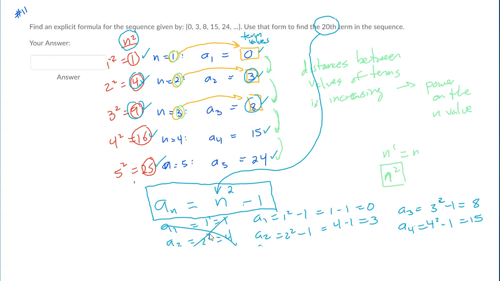These are a little challenging because you have to play detective. You have to notice distances are growing, so I need a power. Try the simplest power, compute the values of that power, and see if the values match up or get pretty close to the terms that we're supposed to be generating. In this case, we see that they're always one too large, so I subtract one and I'm all set. All right, and that was that.